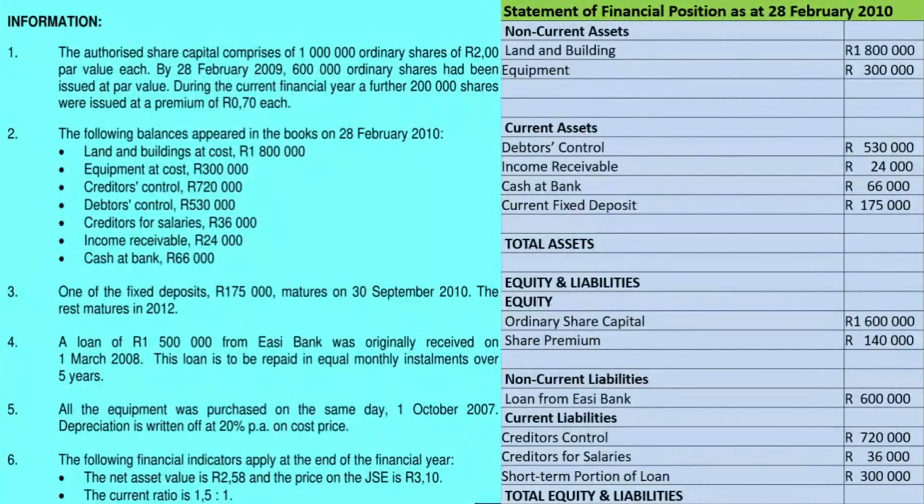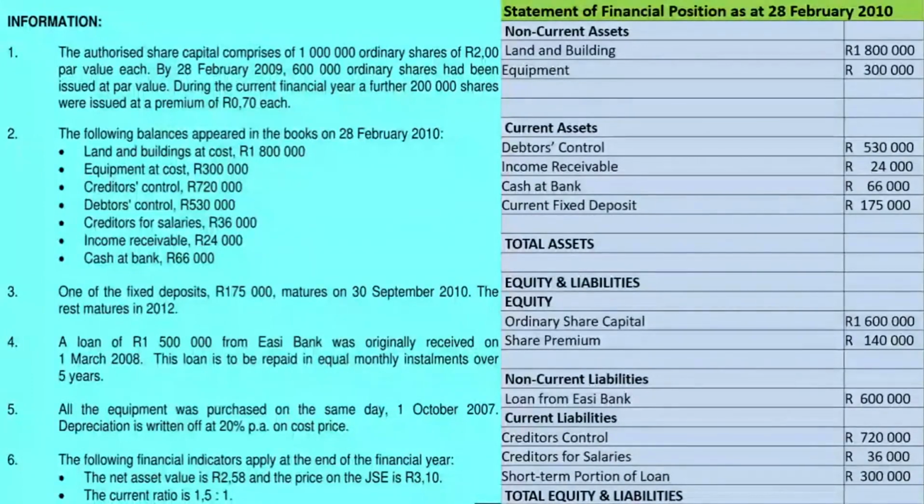So the equipment was purchased on the same day, 1st October 2007. Bear in mind, we're doing a statement of financial position as at 28 February 2010. So let's count from 1st October 2007 to 28 February 2008. That is how long the equipment was in the premises of the company until the end of the first financial year since it was bought. So it was 1st October to end of October. So it's October, November, December, January, and February. So those are 5 months.